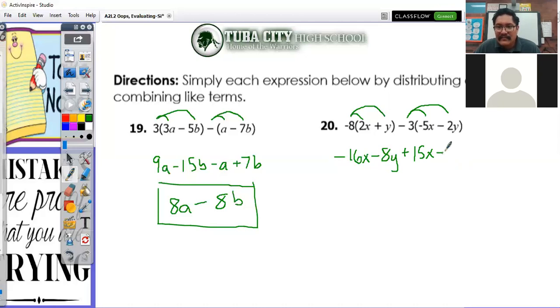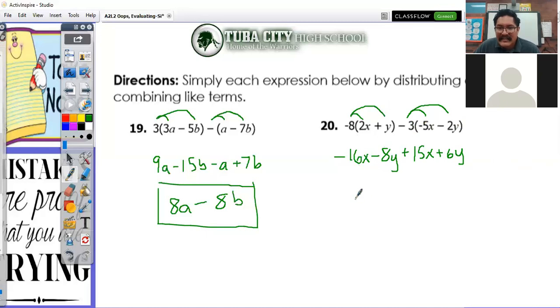Throw on the x. Same thing here, negative times negative. So that means this will become a positive value now. 3 times 2 is 6. And there's only one variable, so it stays on. Now we can go ahead and combine our like terms.